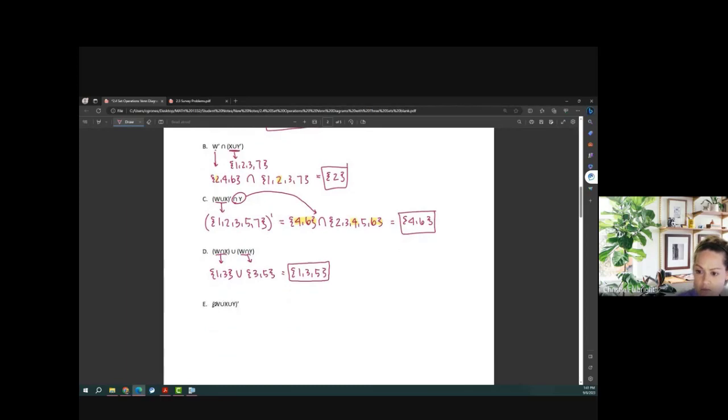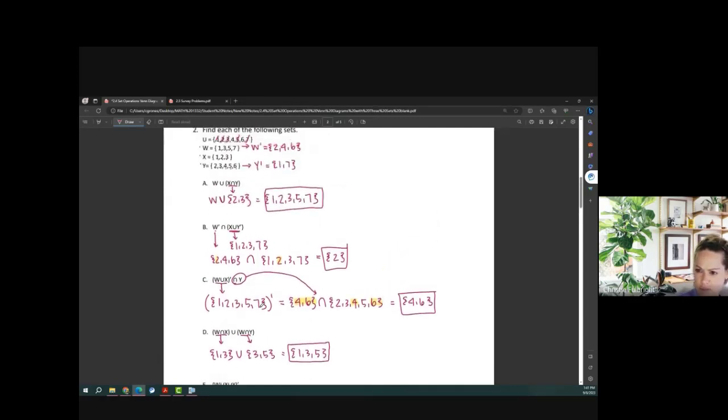All right, our last one, we are taking the union of those 3 sets, and then we're finding the complement. So let's take the union of those first, and then we'll find that complement. So W has 1, 3, 5, 7. X has 1, 2, 3. And then Y has 2, 3, 4, 5, and 6.